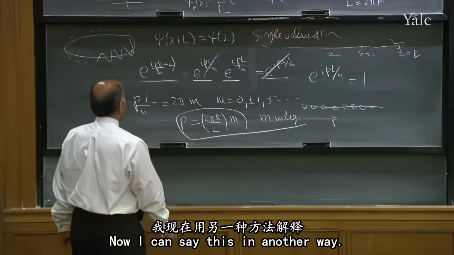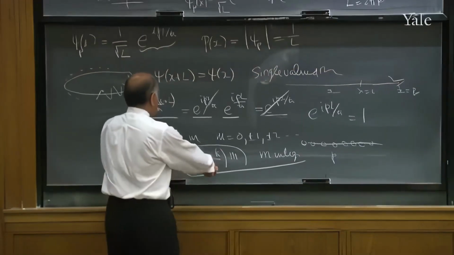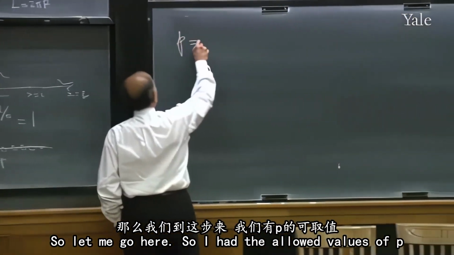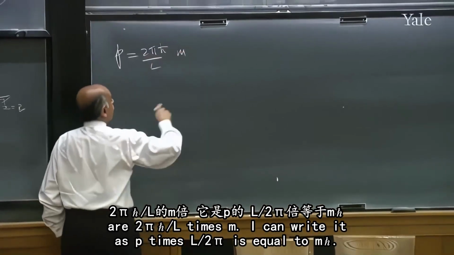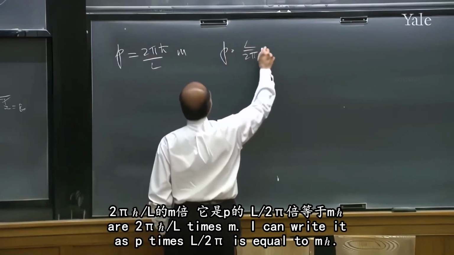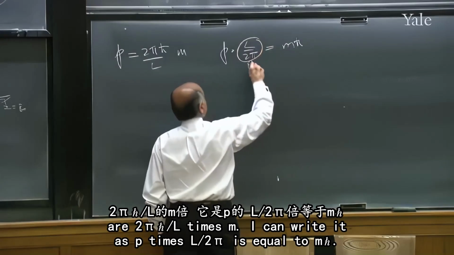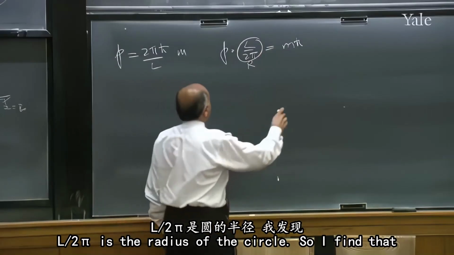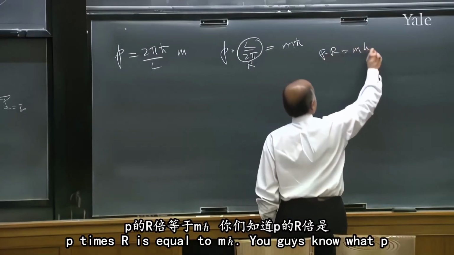Now, I can say this in another way. Let's write the same relationship in another way. So I had the allowed values of p are 2 pi h bar over L times m. I can write it as p times L over 2 pi is equal to m h bar. L over 2 pi is the radius of the circle. So I find that p times r is equal to m h bar.